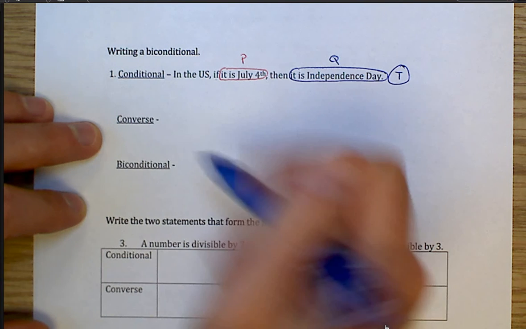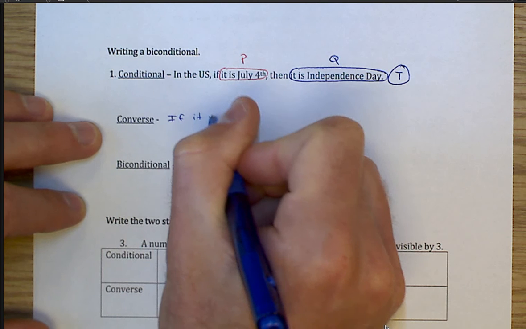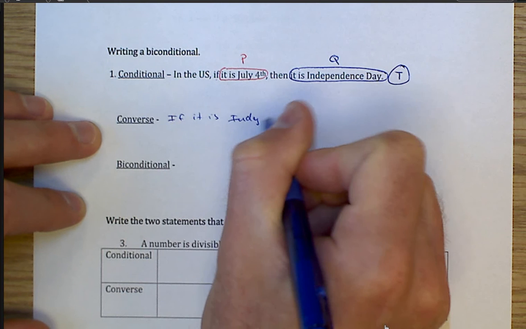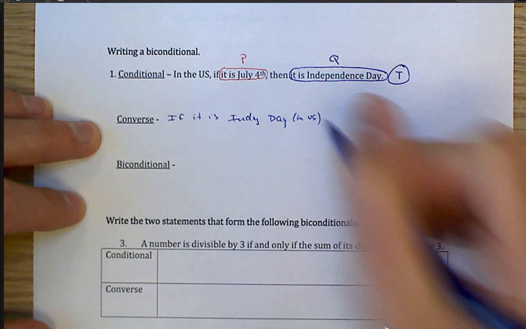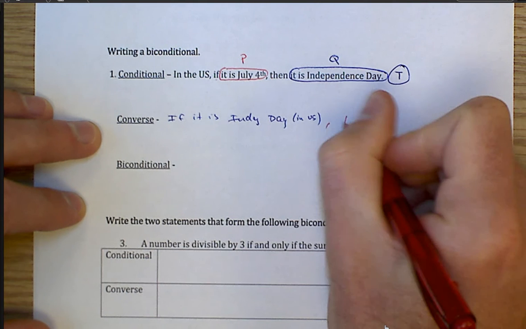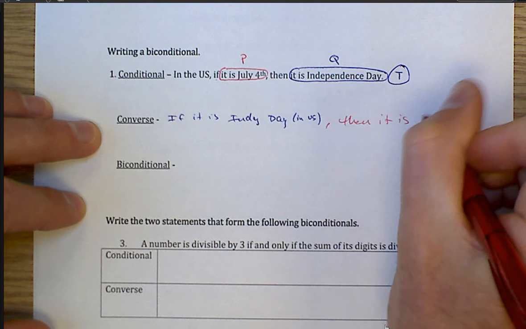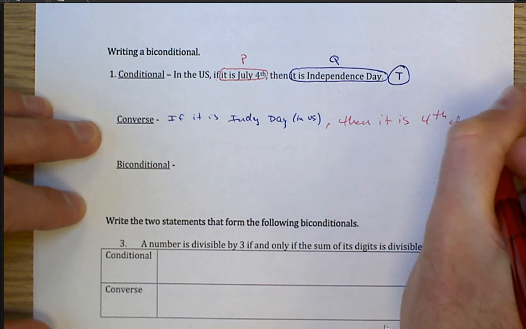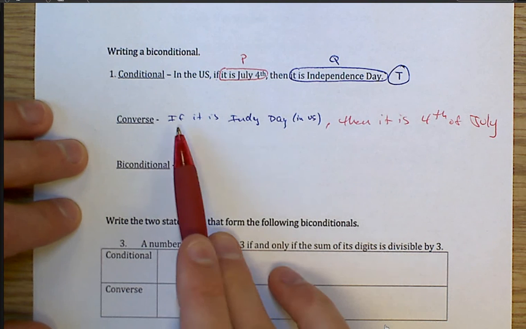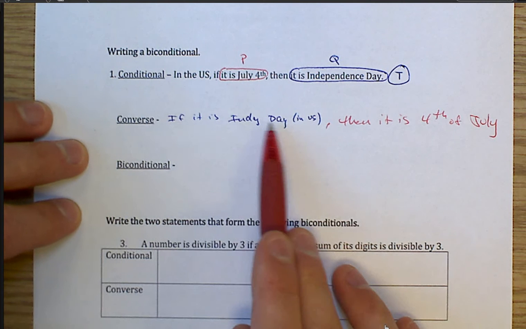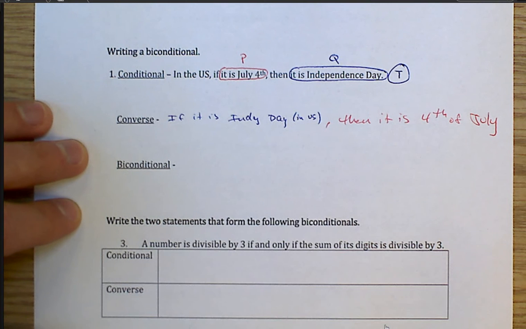If it is Independence Day, and I'll put in the U.S., comma, then it is the 4th of July. And again, you may not write it perfect like me, but it's fine. Let's read it and see if it's true or false. If it is Independence Day in the United States of America, then it is the 4th of July. That is also a true statement.